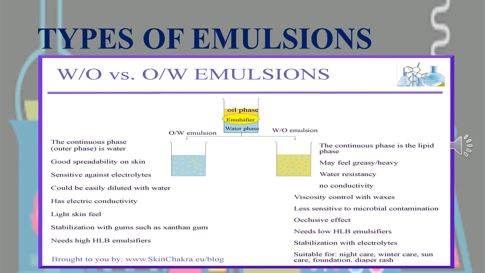So the word emulsion comes from the Latin word meaning to milk, and milk is the best example of an emulsion of fat and water. The process of turning a liquid mixture into an emulsion is called emulsification. For example, cough syrups, milk, butter, cream. It consists of two or more immiscible liquids where one liquid is dispersed in another liquid.